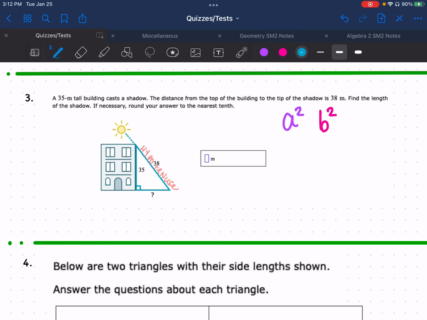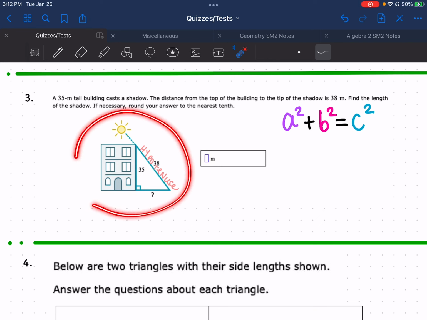You should have a problem like this that is, hold on, sorry. That is a word problem, okay? I chose the word problem. So you'll know that you're going to do the Pythagorean theorem because you're going to see some kind of picture. Mine's a building with the sun. You might have the kite. These are the ones that I've seen. Maybe a ladder, something like that.